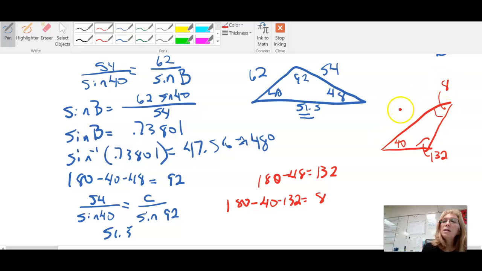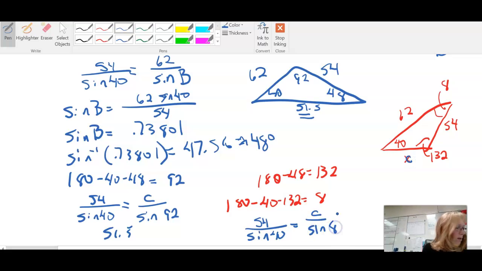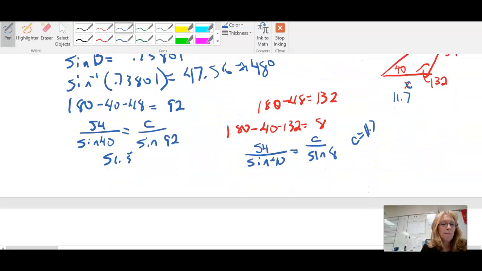We know this side is still 62. We know this side is 54. We're calculating this side right here, and we'll use our law of sines again. So we're going to go 54 over the sine of 40, because that was given, no rounding necessary, equals, technically, C over the sine of 8. Do your math, and you should have gotten C equals 11.7. Right, quite fun, huh? I like those.